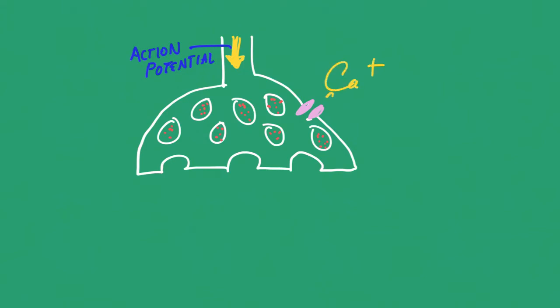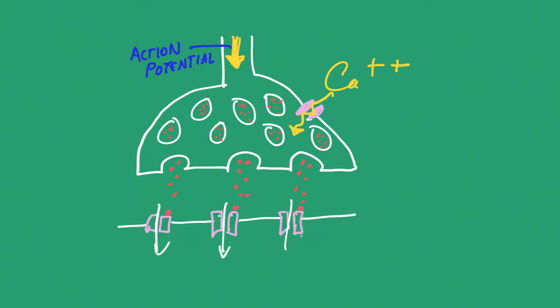There is a lot more calcium outside the cell, and so when these channels open, calcium rushes in and causes exocytosis of the synaptic vesicles that release the neurotransmitter into the synaptic cleft. The neurotransmitter then diffuses across the synaptic gap and finds its receptor on the postsynaptic neuron.